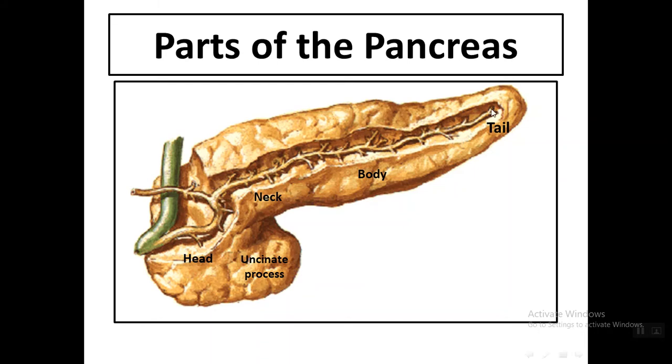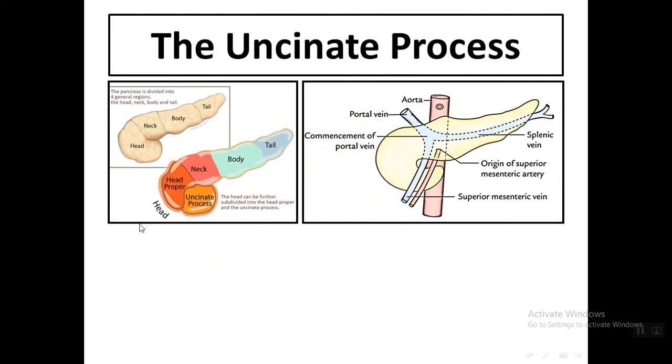Here we can see in this figure, this is the pancreatic duct running the length of the gland, starting from the tail to the body, neck, and until it reaches the head. These are the parts of the pancreas. This is the head, constricted neck, body, and tail. And we can see this is the uncinate process that extends below and to the left.